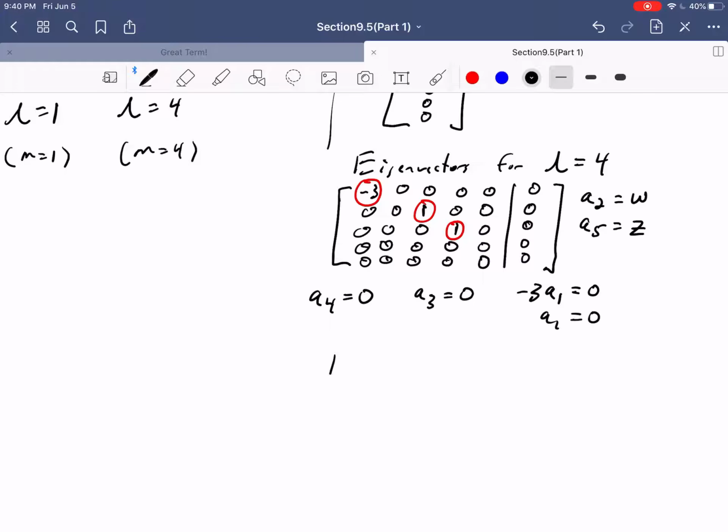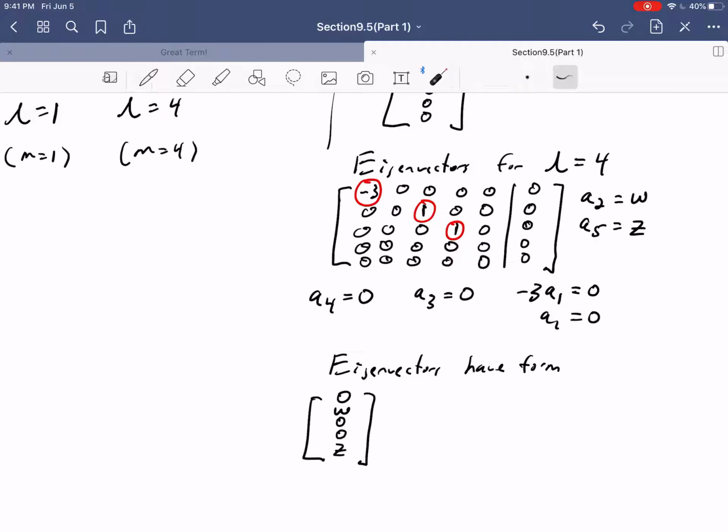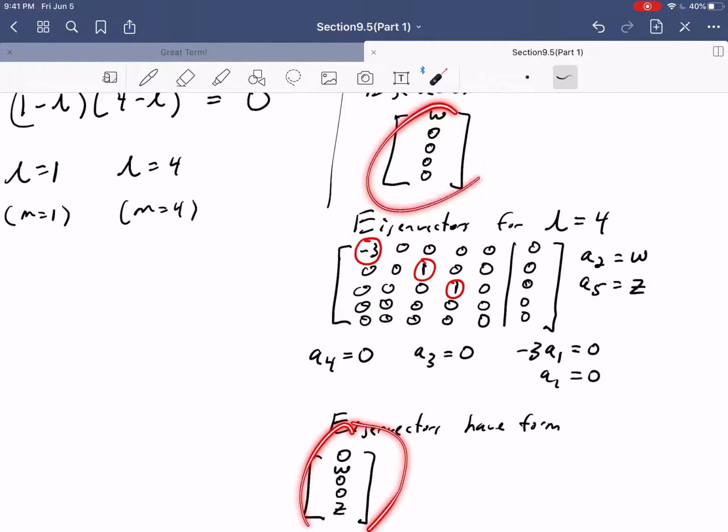All right, so eigenvectors have form, well, 0, W, 0, 0, Z. Well, certainly these things are linearly independent from here, which we already knew because eigenvectors from different eigenvalues are automatically linearly independent, but there is a problem. This guy is dimension 2 and we are multiplicity 4. So we're going to be 2 eigenvectors short.